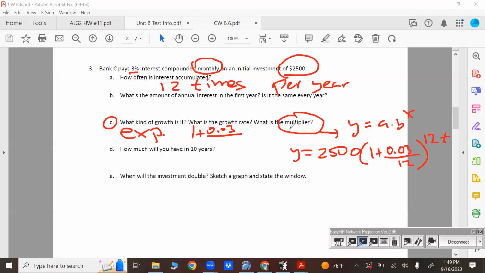Actually, hold on. I meant to say the multiplier. My bad, sorry. The multiplier is 1 plus 0.03 divided by 12. That's the multiplier. The growth rate is 3% spread out over 12 months.